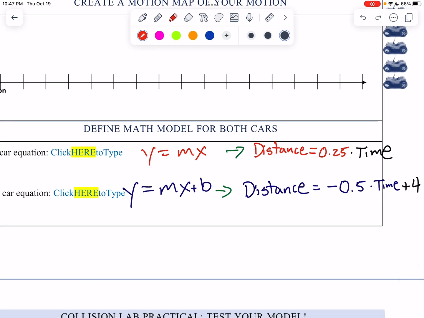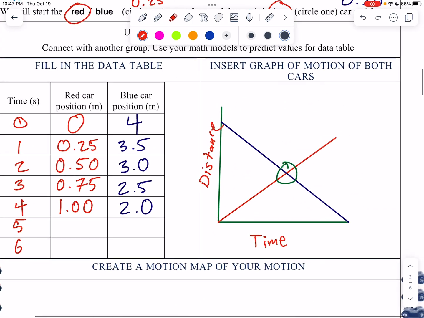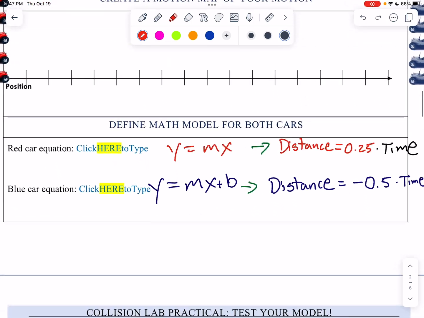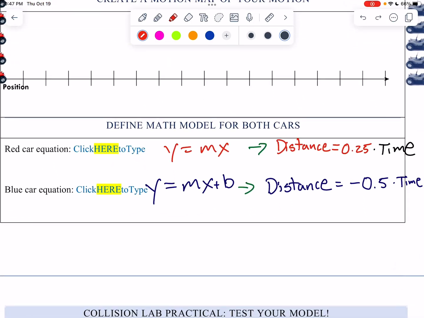There are 2 methods we're going to use to predict where the cars are going to collide. The first is using your graph, right? You can talk about what it means where the 2 lines intersect. How reliable is that data? The second piece of evidence is going to be using some math, right?